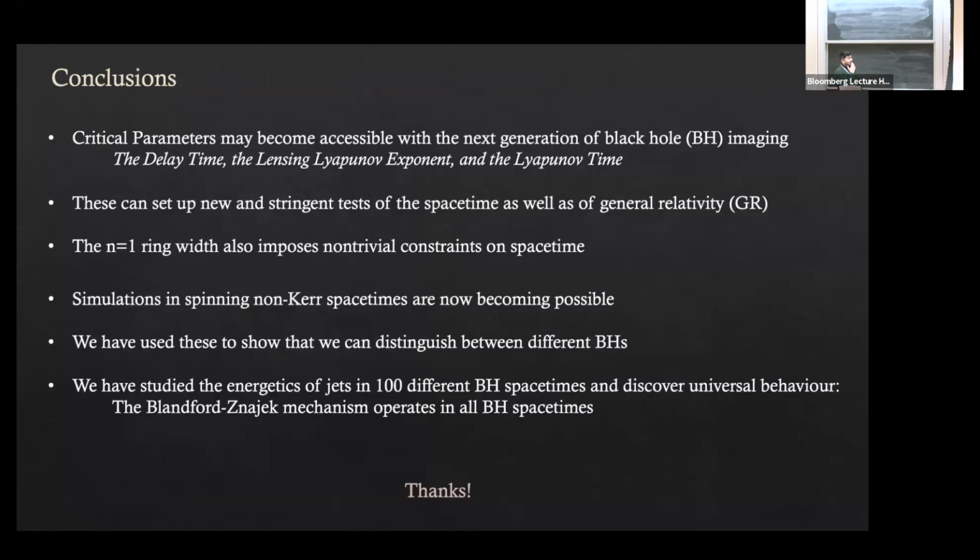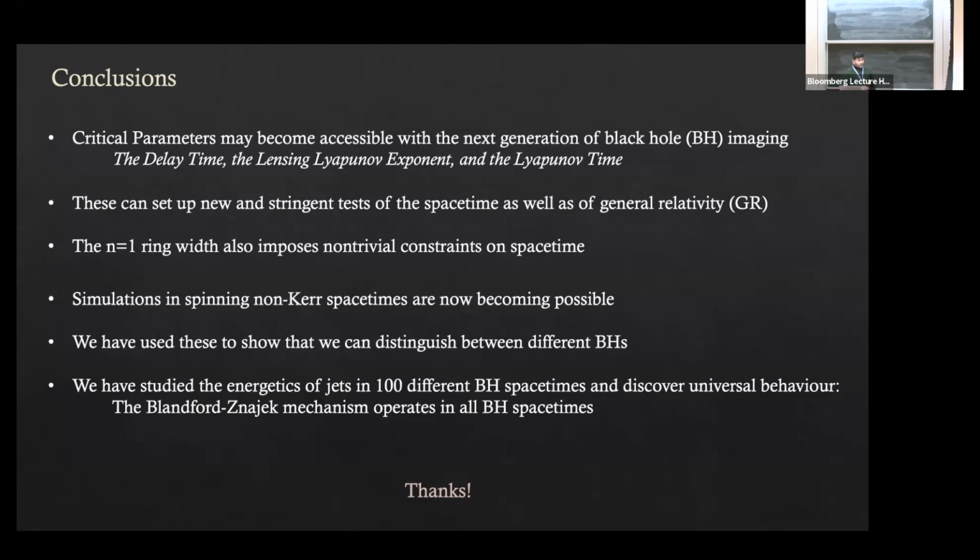What we found is that there are a number of critical parameters in spherically symmetric and axisymmetric spacetimes that control different images. These are the delay time, the Lensing-Lyapunov exponent, and the Lyapunov time. We can probably measure some of these and infer more information about the spacetime geometry and set up newer tests. Also, we find that the n equal to 1 ring width might impose some non-trivial constraints on black hole parameter spaces. If we could measure this, or an upper bound on this, that could be quite interesting.